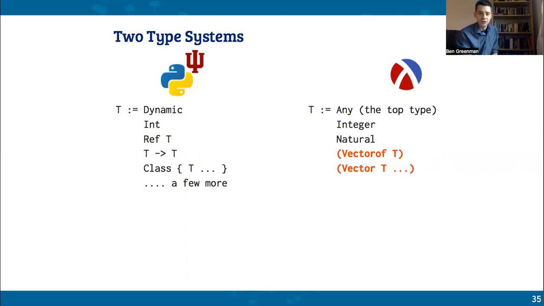There are many data structure types, but there are also homogeneous data structures and heterogeneous data structures. Here, this Vector T describes an array where all the elements have a common type. And the second one, Vector T ..., is a vector with a fixed size, and each slot has a particular type assigned to it. Typed Racket also has function types, but there are many more details involved with the function type. The function can take in optional and keyword arguments, and a function can return several values, not just one.